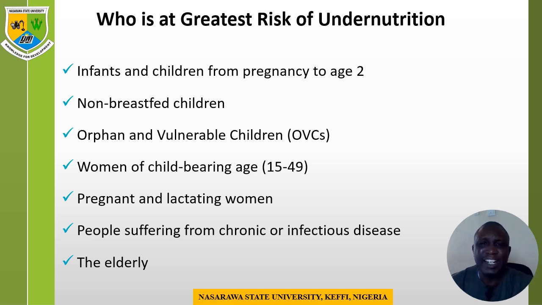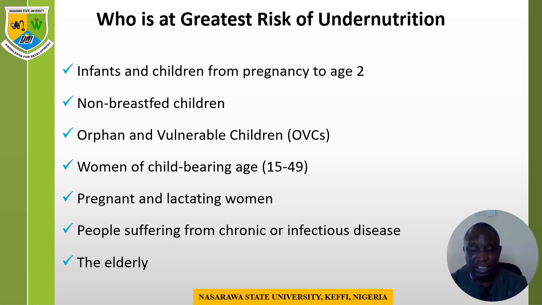Who is at greatest risk of undernutrition? We call them the vulnerable groups. Who are those vulnerable to undernutrition? One, infants and children from pregnancy to age 2, non-breastfed children, orphans and vulnerable children, women of childbearing age. They are all vulnerable to undernutrition. Also pregnant and lactating women, people suffering from chronic or infectious diseases, and the elderly.